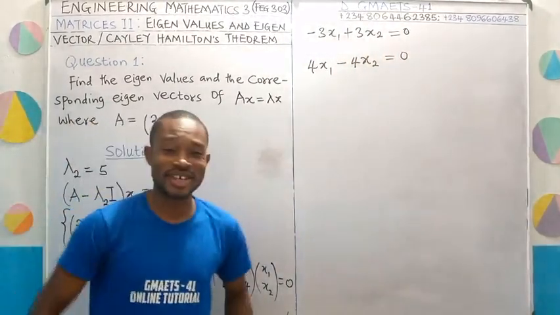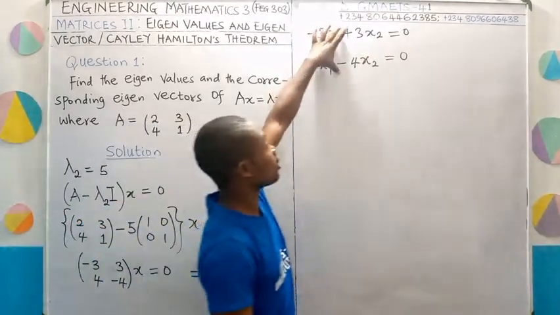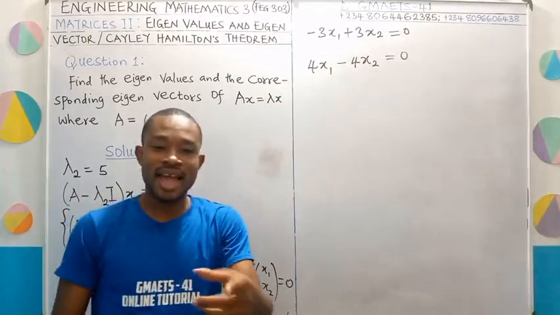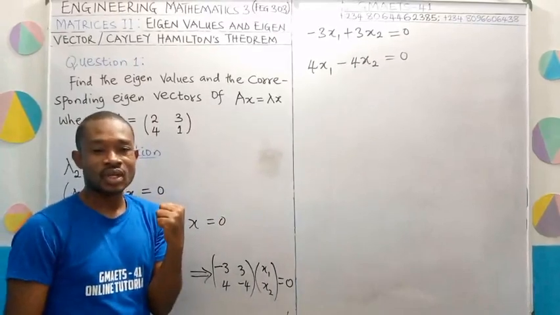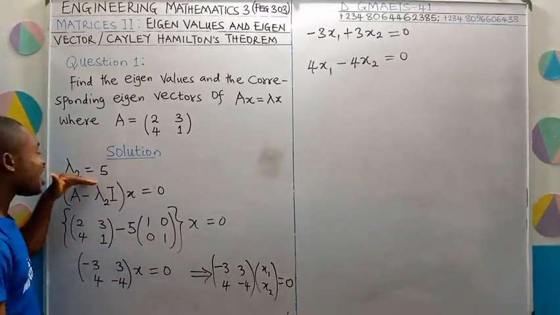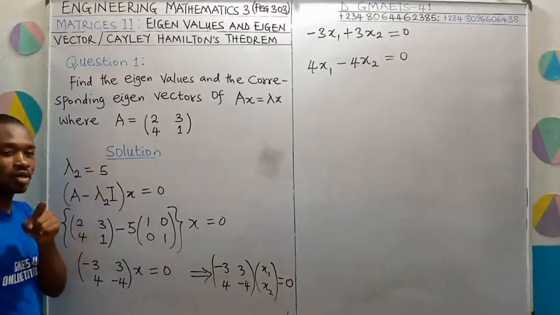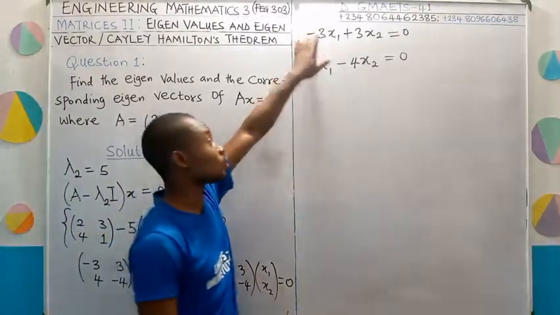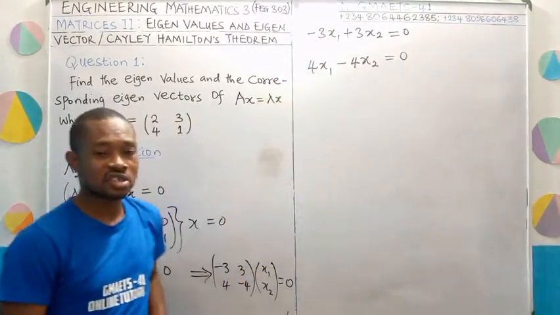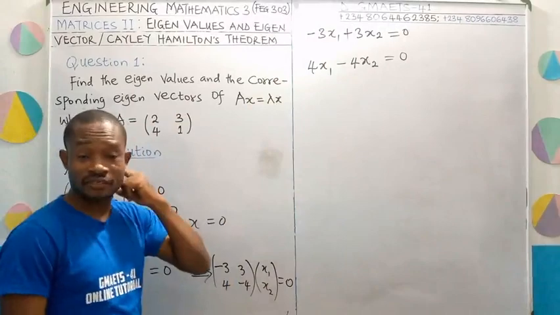This particular one is interesting. You notice that the two equations we got there are no longer the same, like what we saw when we solved for the eigenvalue, lambda 1 equal to minus 2. Remember, for that one, the two equations we got are the same thing. And so we used just one of the equations. But in this case, they are different.